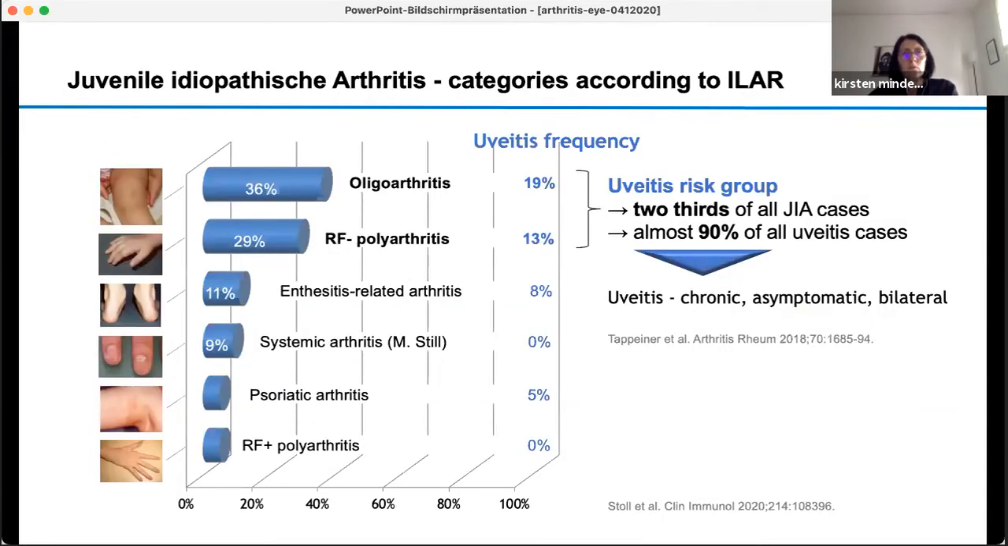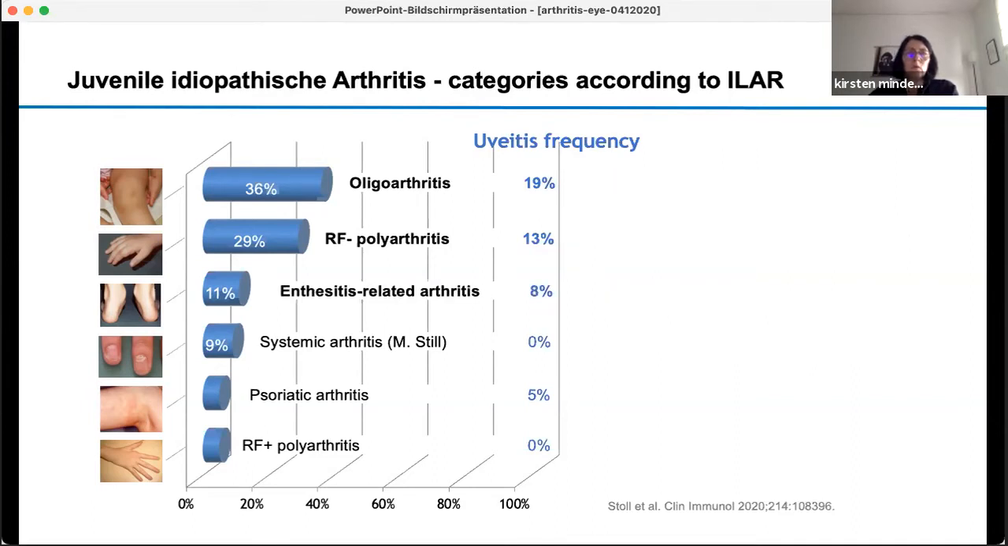These two most common JIA categories together account for about 2/3 of all JIA cases, and on the other hand, for almost 90% of all uveitis cases in JIA. And it is precisely in this group that uveitis usually begins insidiously and asymptomatically. That means the children have a white eye, no photophobia, and no pain.